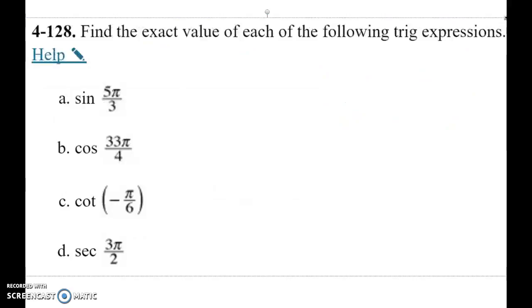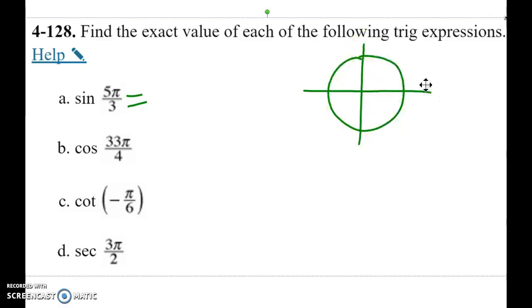And for our final question, find the exact value of each of these. So for this first one, in other words, I am looking for where on the unit circle is 5 pi over 3. So here's 1/3, 2/3, 3/3, 4/3, 5/3. Okay, so right here at that location, I'm looking for sine. So sine is the y value, and the y is negative square root of 3 over 2.